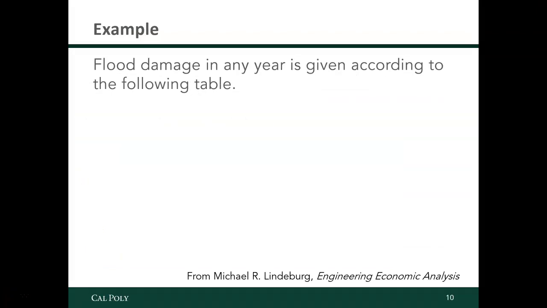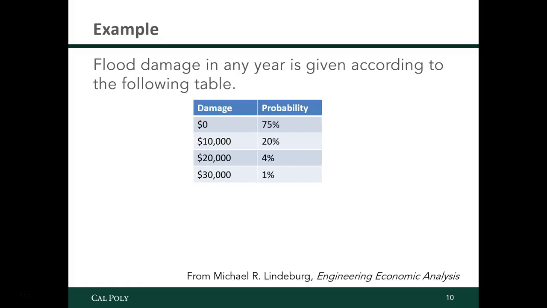Flood damage in a given year is given according to the following table in some other situation. We've got a 75% probability that there's not going to be any damage, and we've got a 25% probability that there's going to be some sort of damage. 20% probability that there's $10,000 in damage, 4% probability that there's $20,000, and only a 1% probability of that high damage level.